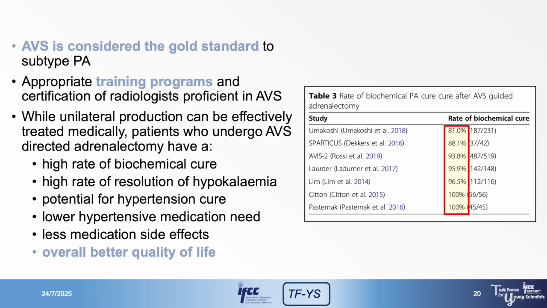While unilateral production can be effectively treated medically, patients who undergo AVS-directed adrenalectomy have a high rate of biochemical cure, high rate of resolution of hypokalemia, potential for hypertension cure, lower hypertensive medication need, less medication side effects, and overall a better quality of life.